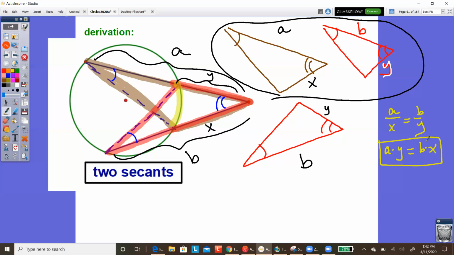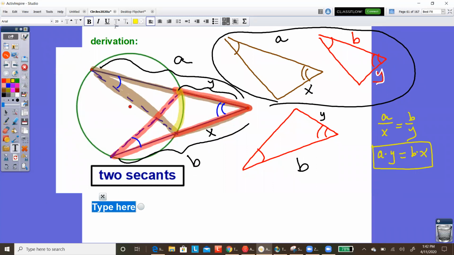Now, let's analyze what A and Y and B and X are. A is the whole secant on top, and Y is its exterior part, the part outside the circle. B is the whole secant on the bottom, and X is its exterior part. So writing that out in words, which is the way I prefer that we do it, so we don't get hooked on these variables and then freak out whenever we don't see these exact variables, okay?